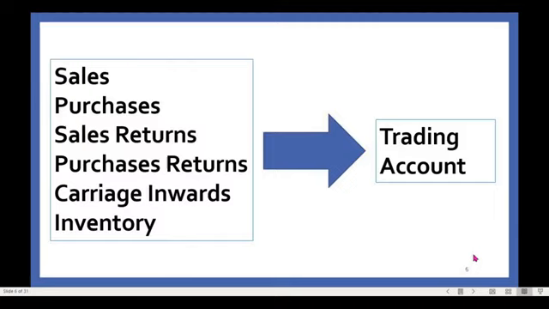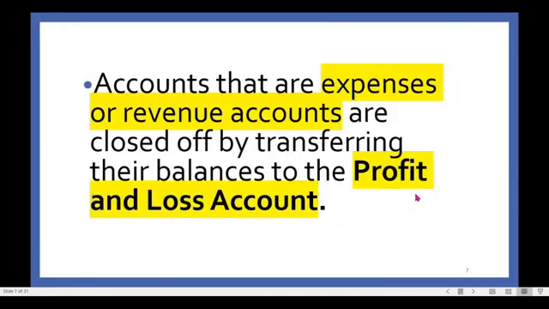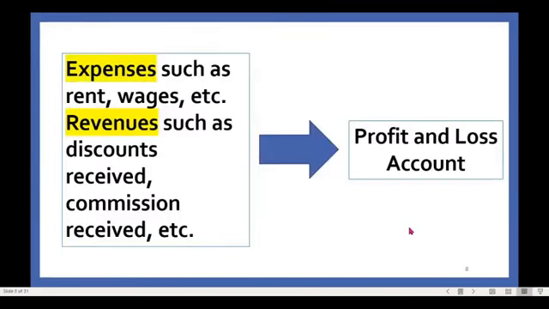Now, accounts associated with buying and selling of goods are closed off by transferring their balances to the trading account. And accounts that are expenses or revenues are closed off by transferring their balances to the profit and loss account.